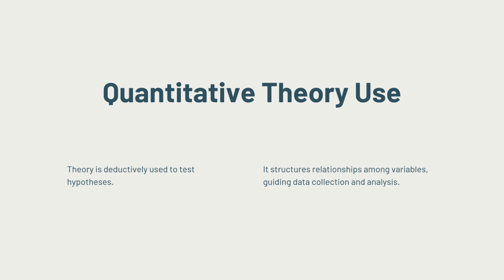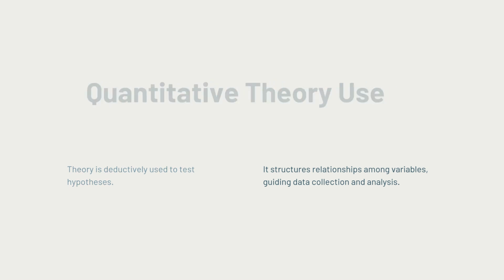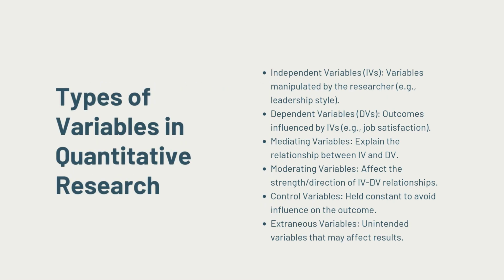A theory in quantitative research serves as a foundation for formulating hypotheses and guiding your data collection, analysis, and interpretation. To make this clearer, let's break down all the critical components involved in quantitative theory use. Quantitative research deals with several types of variables, and understanding these is basic when working with theory. Let's take a look at the different types of variables that you will encounter in quantitative research.